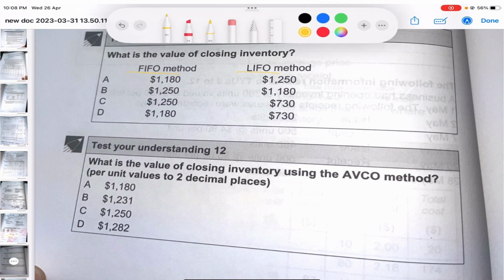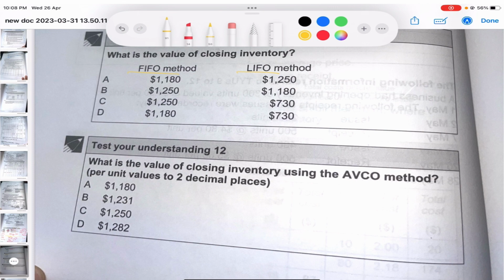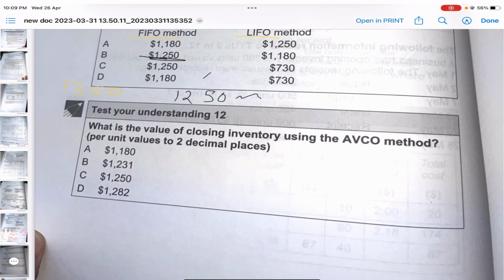So my closing inventory value will be opening balance, which is my 1350, plus total receipts. The balance which I'm going to get, we have anyway calculated earlier, if you can go and recall. So my balance is going to be 1250. That is going to be my closing balance. So you can calculate the LIFO method.